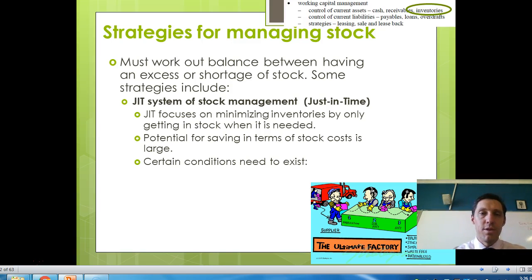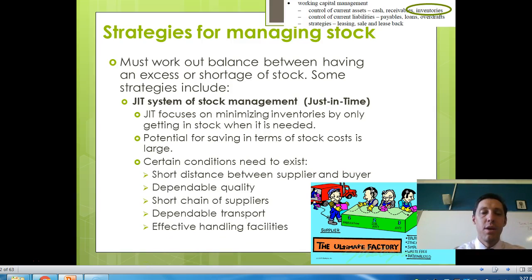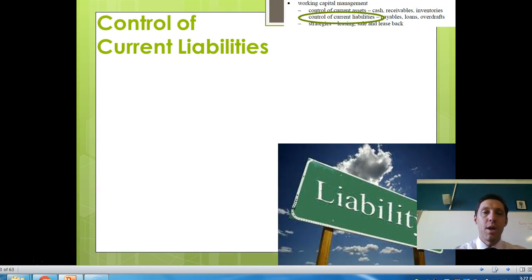It's a bit of a risky strategy because you need to be able to time your receiving of stock so that it can meet the customer demand instantaneously. But it might be something a business considers doing to better manage their inventory levels. Okay, that is it for the control of current assets. The next video will focus on the control of current liabilities.